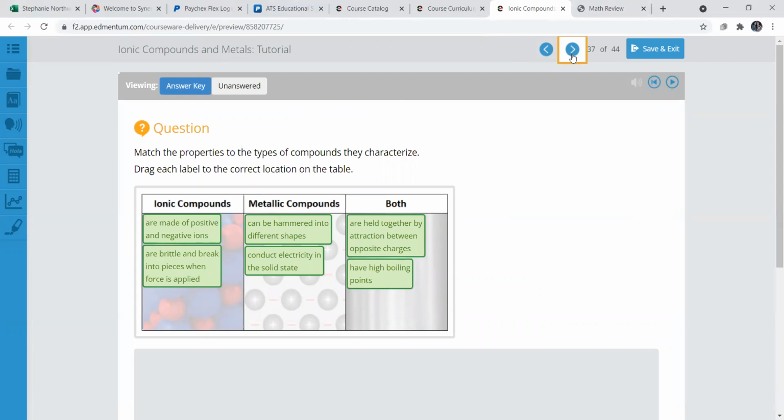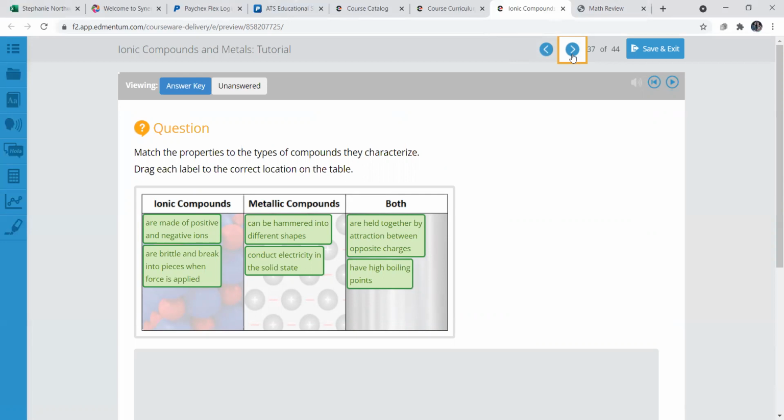Ionic compounds are made of positive and negative ions. They're brittle and they break into pieces when force is applied. Metallic compounds can be hammered into different shapes. So like aluminum, we can change the shape of it. Think of aluminum foil, maybe in your kitchen. They conduct electricity in a solid state. So they're both good conductors of electricity.